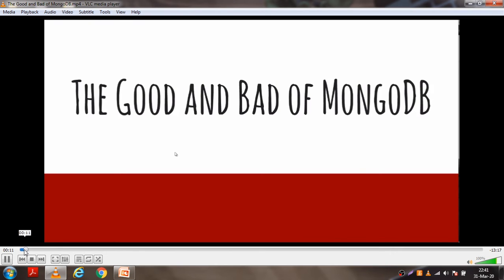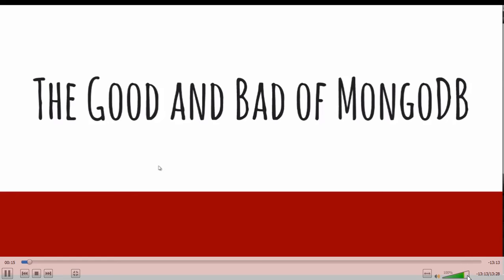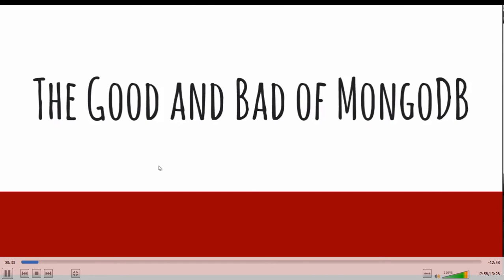MongoDB, and we're looking at the good and bad of MongoDB, so we're trying to figure out whether or not this is going to be a good option for us. And really what we compare is whether MongoDB, being what it is, is better than your traditional relational databases like MySQL, Oracle, PostgreSQL, or any of those other relational databases. So first we need to look at what MongoDB is.